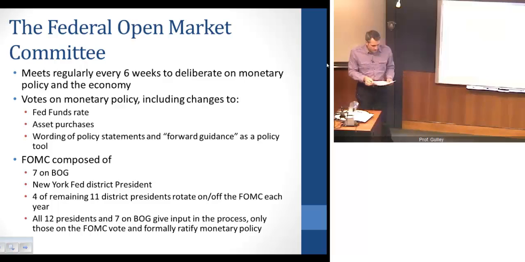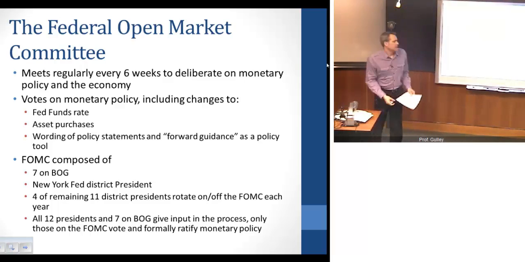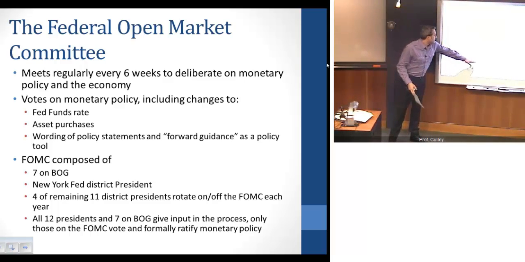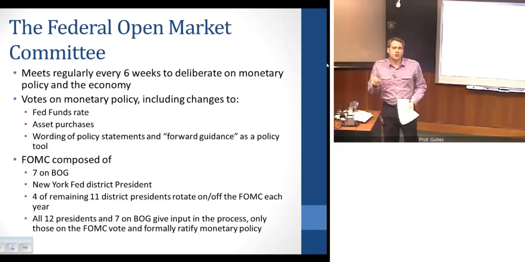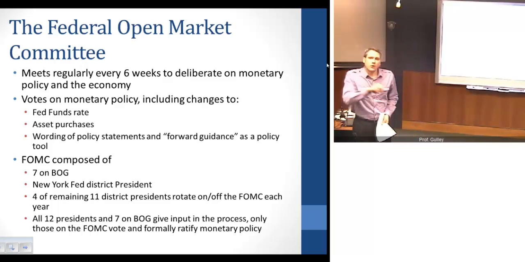So one thing that you might be thinking about here is, why is the New York Fed so special, right? The New York Fed always has a seat at the FOMC in terms of voting, but of the 11 remaining districts, they all have to rotate in, okay? Well, there's a good reason for why the New York Fed in particular is always at the table to vote and participate in the policy process.